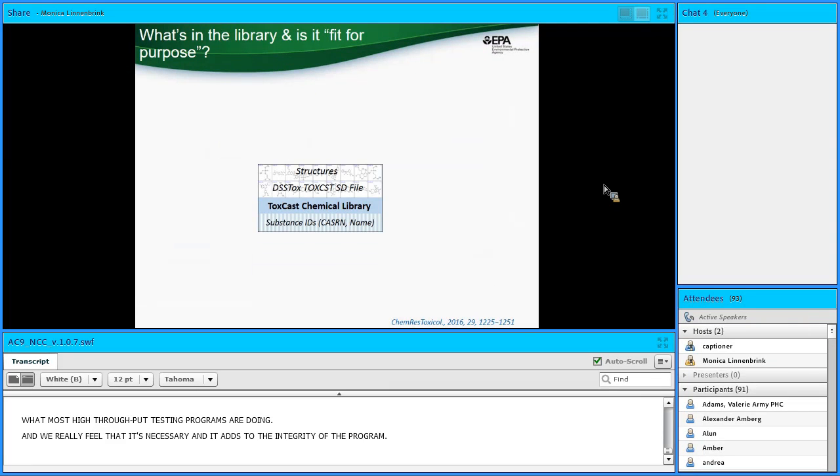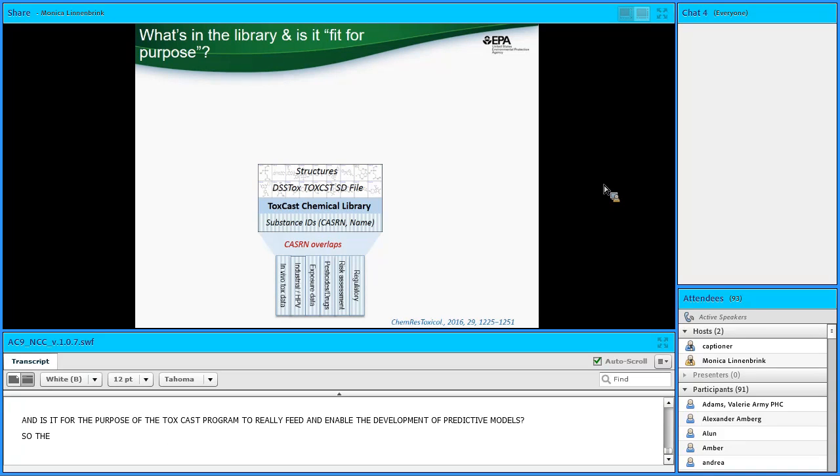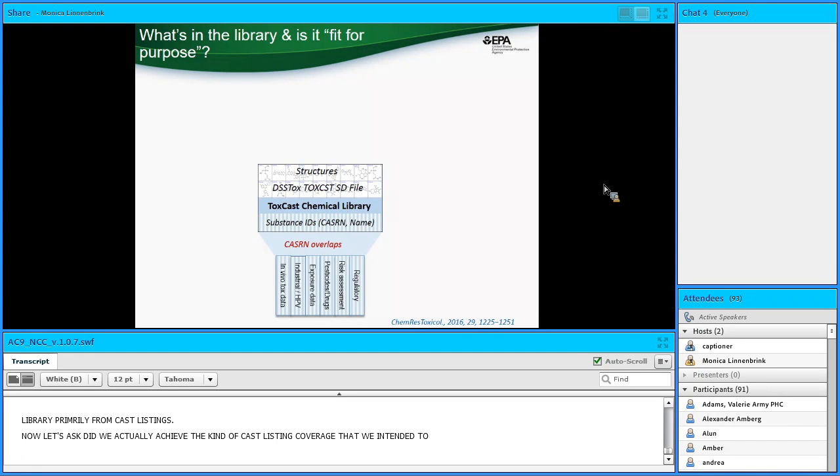So let's now turn to, we've built the library, we've instituted all these quality checks and processes. Now we can stand back and say what's in the library, finally. And is it fit for the purpose of the ToxCast program to really feed and enable the development of predictive models? So the first thing we do is to retrospectively go backwards and say, okay, there were a whole lot of inputs that went into building the library, primarily from CAS listings. Now let's ask, did we actually achieve the kind of CAS listing coverage that we intended to achieve with building the library? So that's the first step.